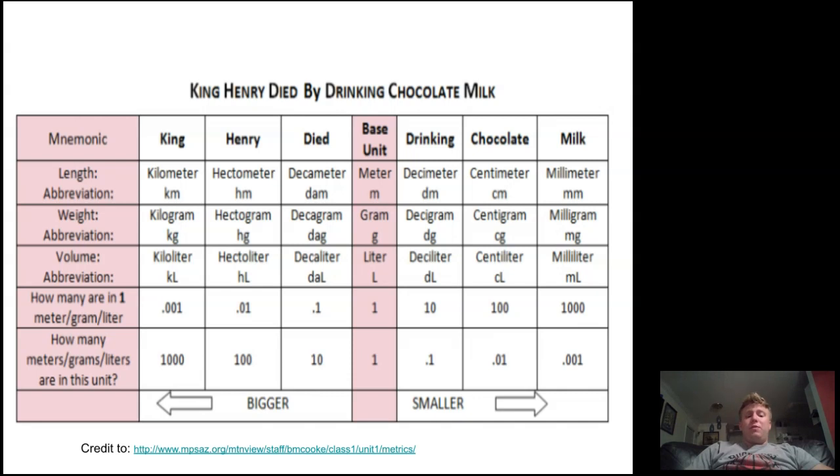This chart is very nice and it allows you to easily see the conversion rates for the metric system. Converting the metric system is literally just moving a decimal point, and I will show you that in the next video.